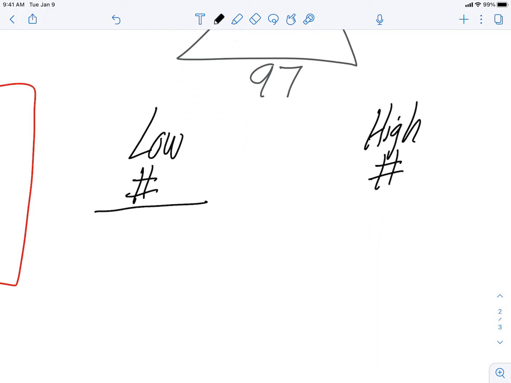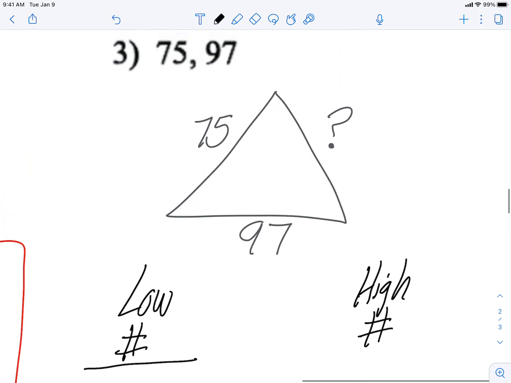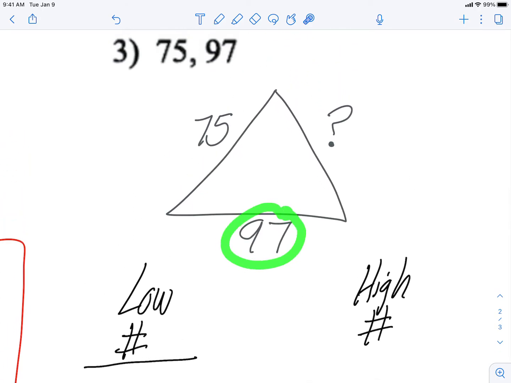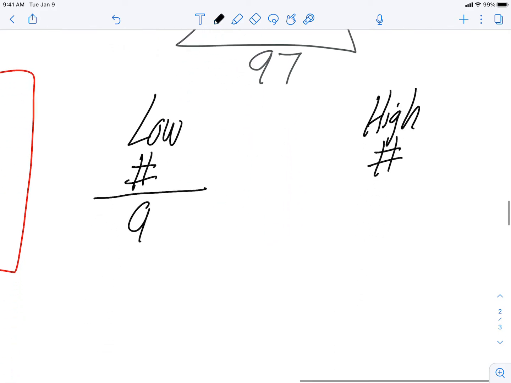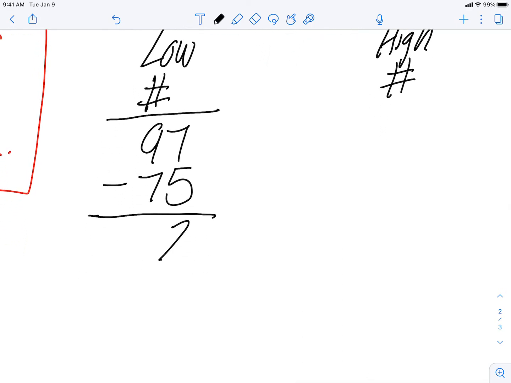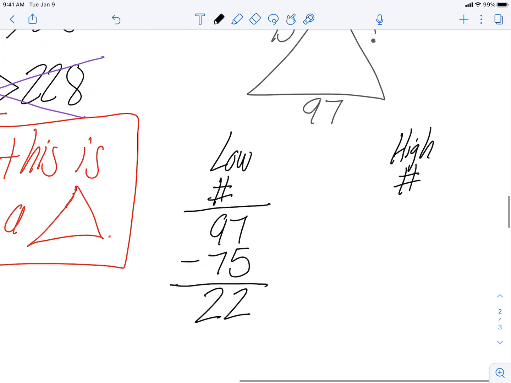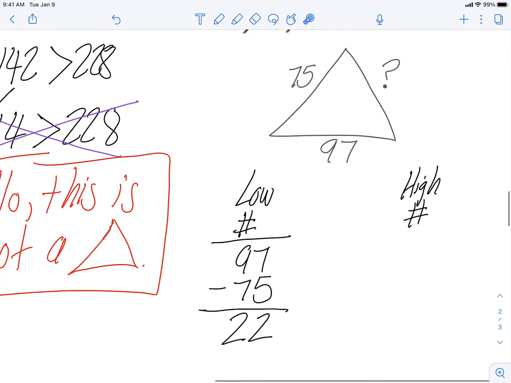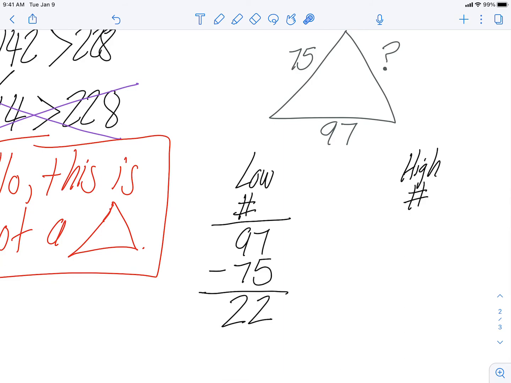Well, the way we do that is to find the low number, I'm going to take the bigger number and I'm going to subtract the smaller number. So I'm going to say 97 minus 75. 7 minus 5 is 2, 9 minus 7 is 2. That's the low. That's the lowest that this possible number can be, 22. Actually, it can't be 22. You'll see. But it can't be lower than 22 for sure. This cannot be 21, this cannot be 20 or anything lower than 22.